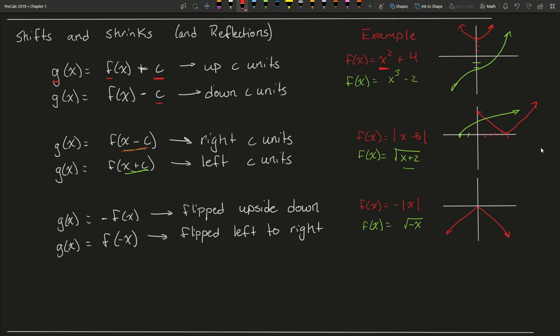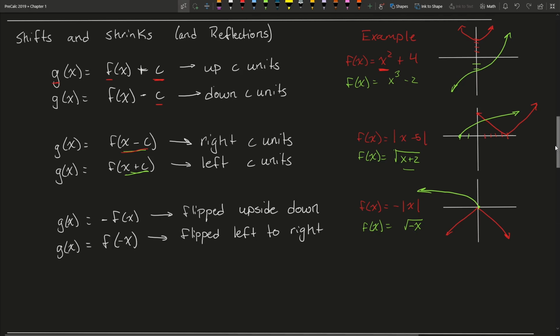And then we can also flip it across the y-axis by making our input negative. So if we have a function that is equal to a parent function but with a negative input, we flip it left to right. So if we have f of x is equal to the square root of negative x, we have our original square root function, but it's going in the opposite direction. It's like that.